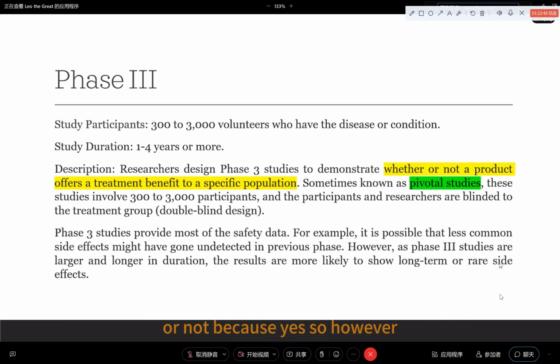However, as phase 3 studies are larger and longer in duration, the results are more likely to show longer term or rare side effects. That's what I mean from there.